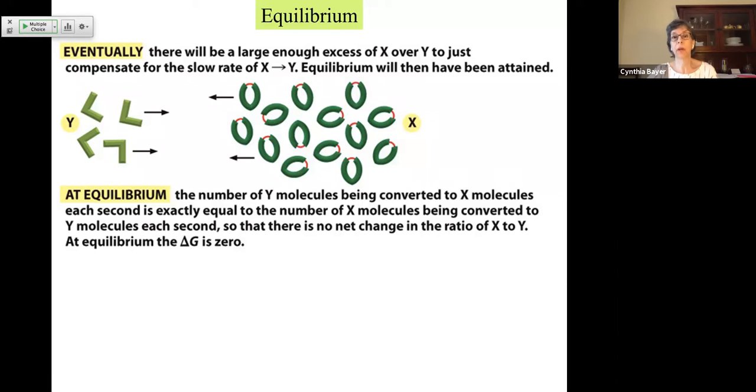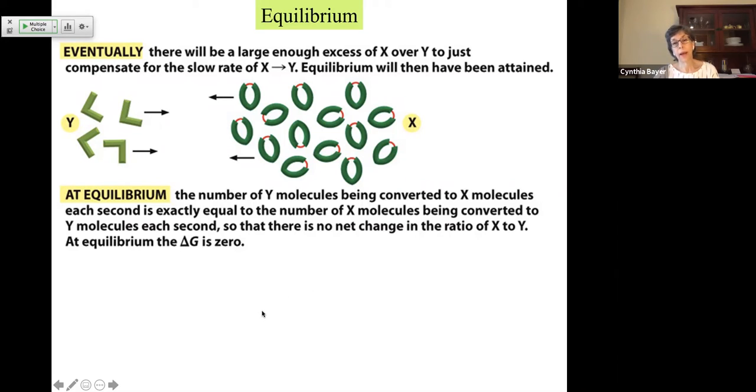Fewer times was X converted to Y, but eventually the reaction reaches equilibrium so that every time a Y is converted to X, an X is converted to Y. Right? So we end up with the same rate of the reaction in both directions. Neither direction is favored. And at this point, when we're at equilibrium, the change in free energy is zero. Right? The same amount of free energy on either side of this reaction.